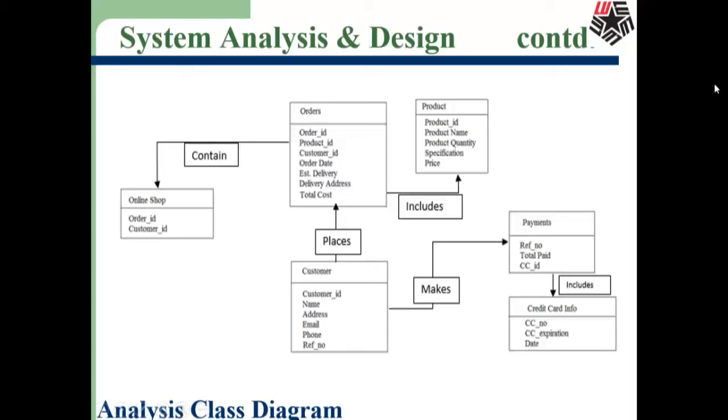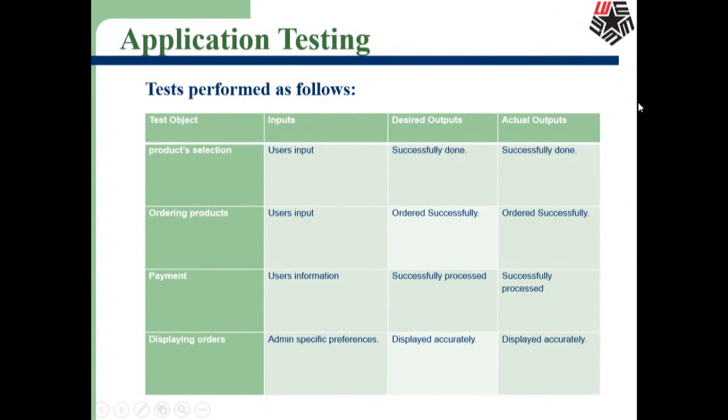So this is how we perform the testing for the application. The first category is product selection, where the user is able to select the products and the output was successful. Another one is the customer placing an order, which was also successful.